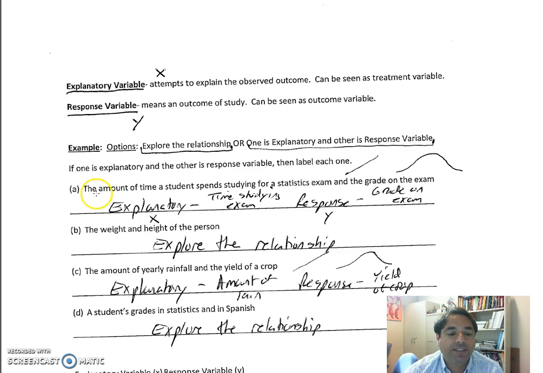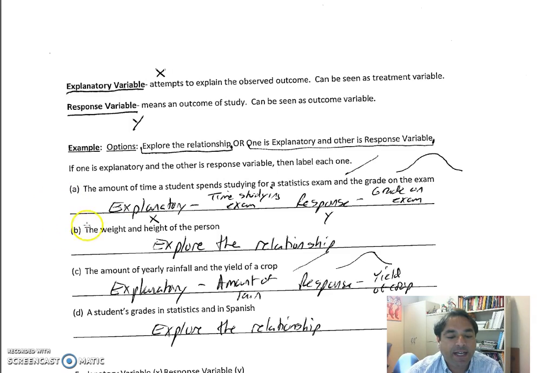Your first example is the amount of time a student spends studying for a statistics exam and the grade on the exam. Well, this can be seen as an explanatory response relationship. The explanatory variable would be how much time you spend studying, and the response variable would be the grade on the exam. And that could be a positive linear relationship. The more you study, the better the grade. Again, you could also argue that it's a curved relationship where the more you study, the better you get, but you could overstudy, which may not happen to you, but you can overstudy and lose information. So you want to study a little bit each day.